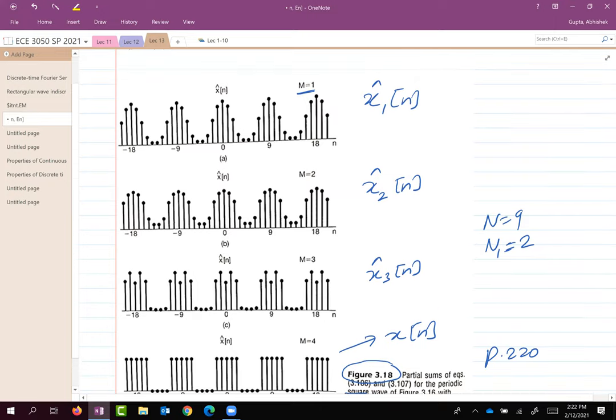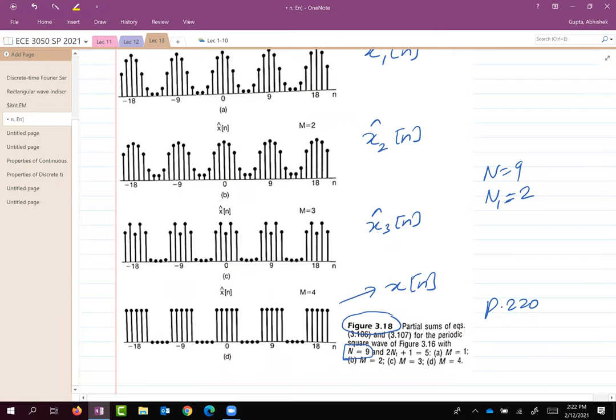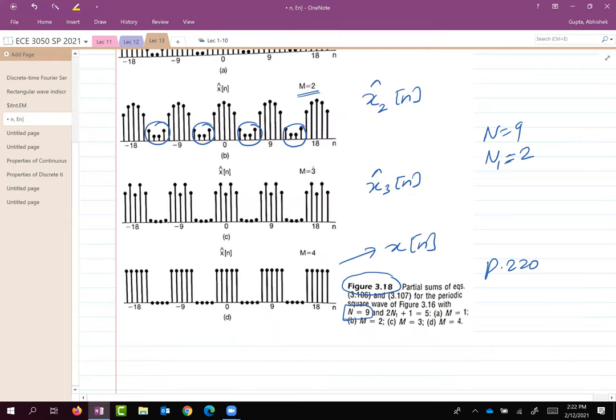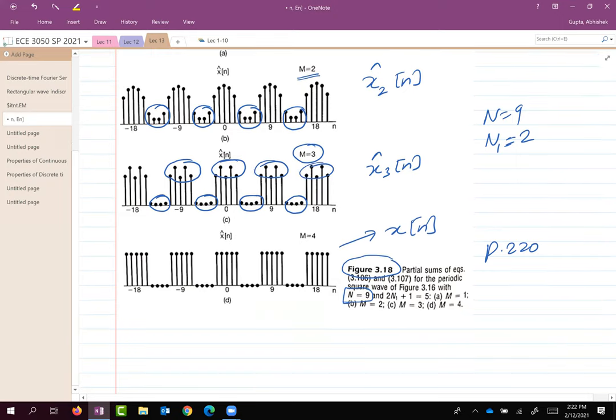As you can see, if you take just the first approximation where M is equal to 1, it doesn't really resemble a rectangular wave at all. It actually looks like a sinusoidal wave. When you take M equals 2, it starts looking a bit more like a square wave, but you see these values are not equal to 0, or not even close to zero. Then you take M equals 3, you get a much better approximation. These values are equal to zero, but you see some oscillations in the peak instead of the constant value that you are supposed to get in the original signal. When you take M equals 4, you recover the original signal back.